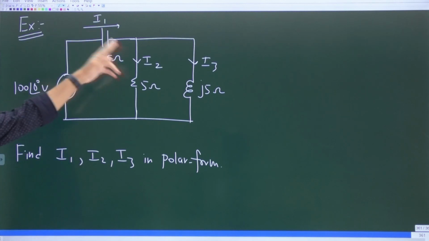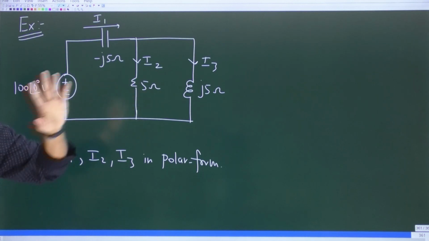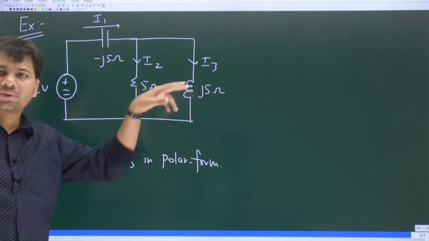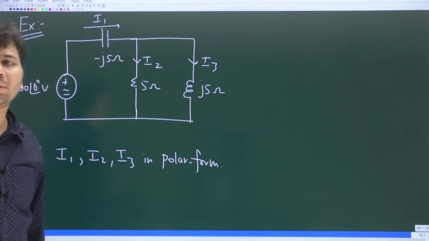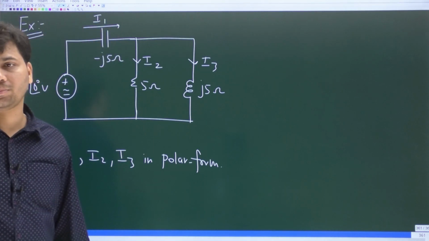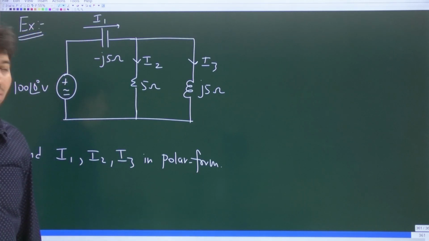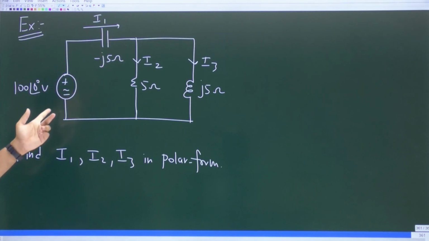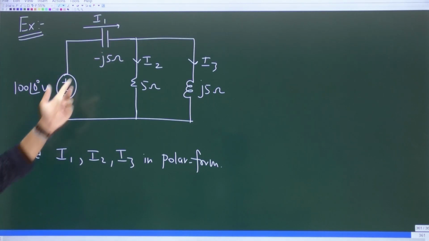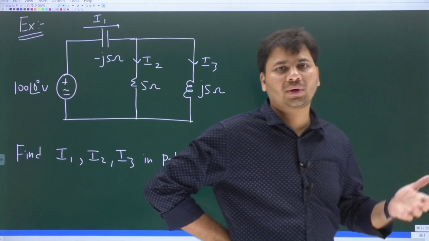Okay. I1 is what? The phasor current through the capacitor. I2 is what? The phasor current through the resistor. I3 is what? The phasor current through the inductor. So you should find all the three phasor currents in polar form. Polar form means what? Magnitude followed by phase angle. Okay. In fact, what is this I1? Is it not the current drawn from the source? Current drawn from the input source, is it not same as the input current?